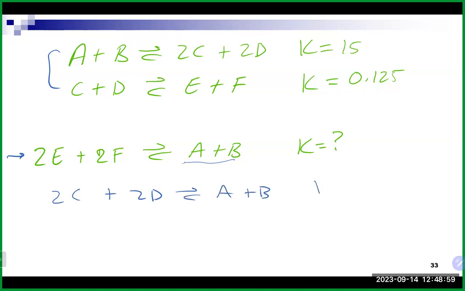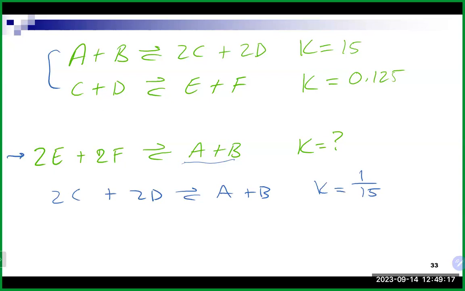I also need to keep track of what I just did. Now that I reversed that reaction, it means that it's going to be 1 over the K value, right? Not change the sign. So it should be 1 over 15 for that one. Any questions on that there?